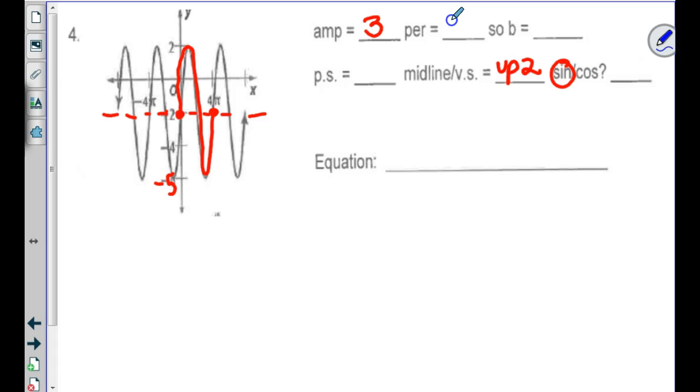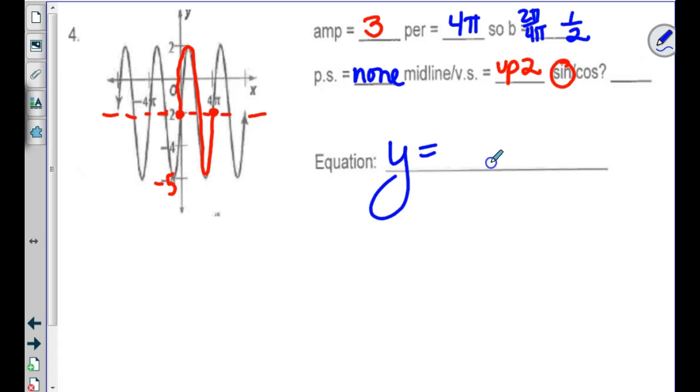What's the period, guys? So 2 pi divided by 4 pi is just 1/2. Do we need a phase shift? Not if we call it a sine, right? So, Elsie, did you put it together? Yeah.